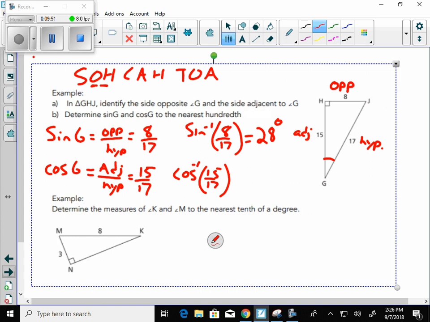And what do you guys think the angle would be if you did tangent for G? 28, right? Because what you did is you found this measurement here, 28 degrees. So you only have to use one. It's up to you which one you want to use. Because you have all three sides, you could use tangent, cosine, or sine. It's up to you. Okay.